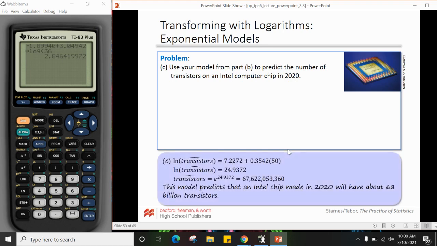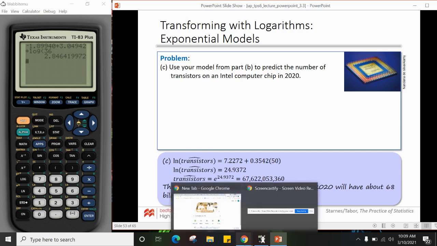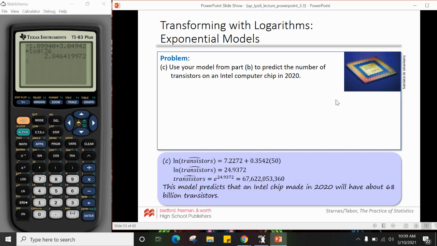If I wanted to use this model, I would then put in years since 1970, so 2020 would be 50 years. So I'd plug this in. Now, in order to undo that log, it's going to be e raised to both sides. We'll undo the log, so the number of transistors is equal to just e raised to that power. This model predicts that the Intel chip made in 2020 will have about 68 billion transistors.